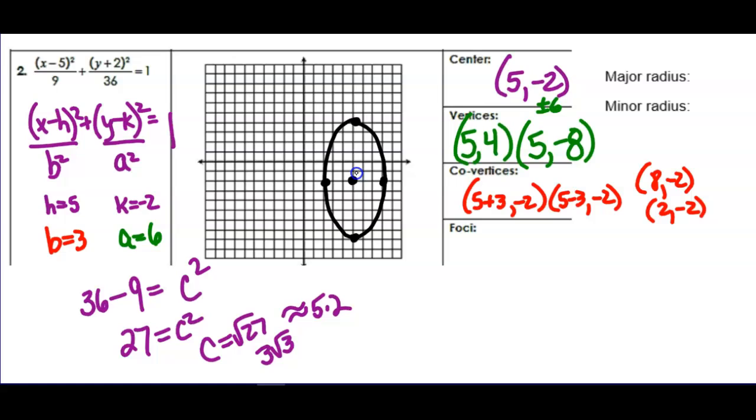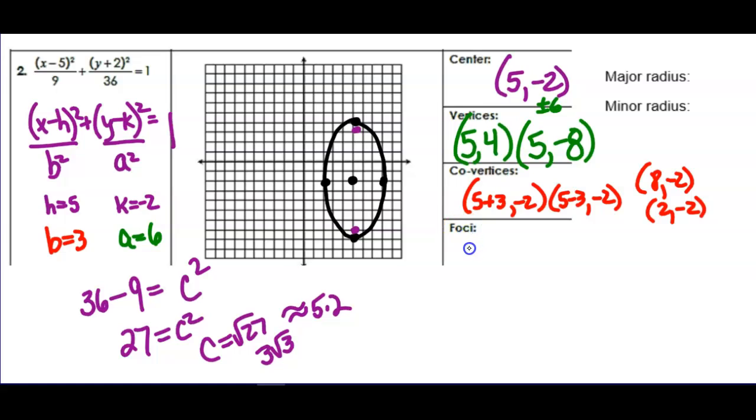And they're on the major axis, so it's going to go up from here, 5.2, way up top, and down 5.2. I will tell you, the further out, the closer to the edges that the foci are, the narrower it will be. The further in towards the middle that the foci are, that will make it more circular.